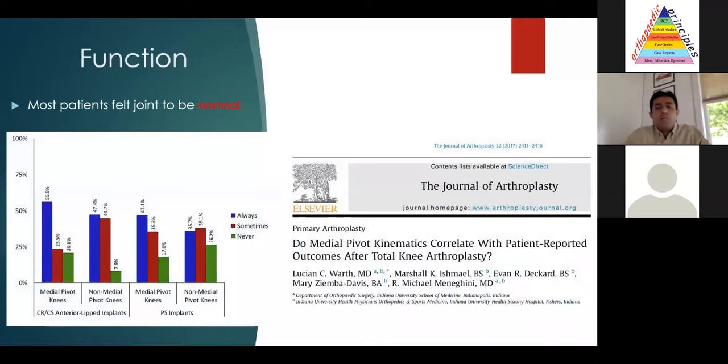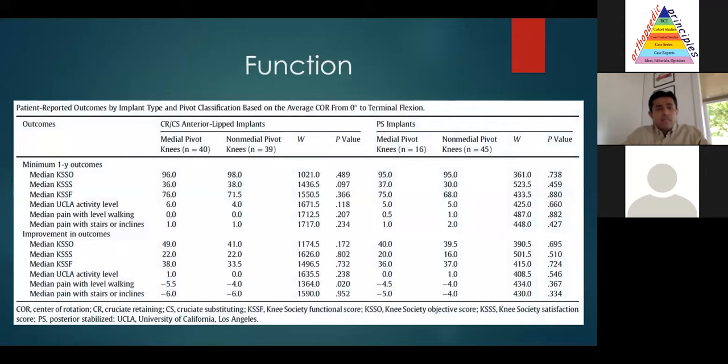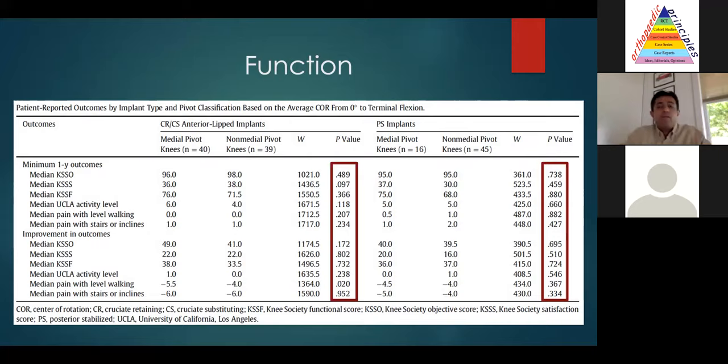What about medial pivot designs? Are they more functional? Well, it seems that the medial pivot design patients felt the joint to be more normal compared to the non-medial pivot design. So that seems to be a good thing. Another thing is that if you look at the CR/CS designs in medial pivot versus non-medial pivot and PS design, there seems to be no advantage using CR or CS versus PS. So you could kind of go on to using whatever, cruciate substituting, cruciate retaining, but if you give them a medial pivot, they seem to be doing equally well.